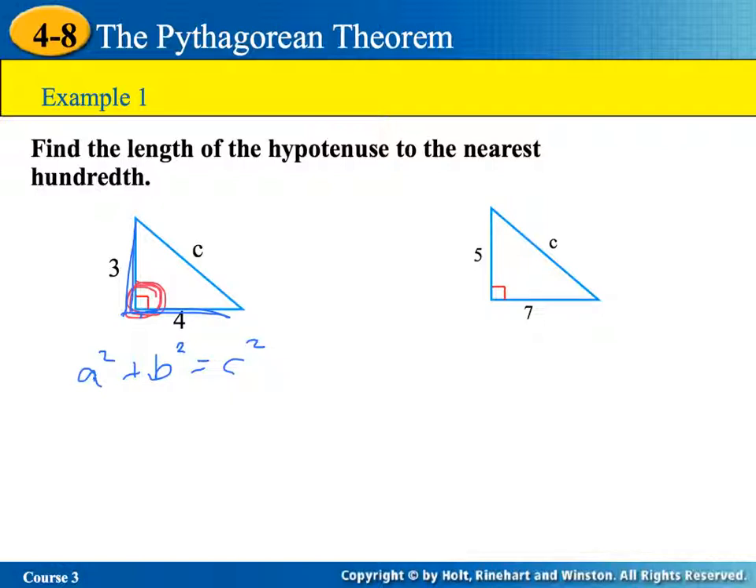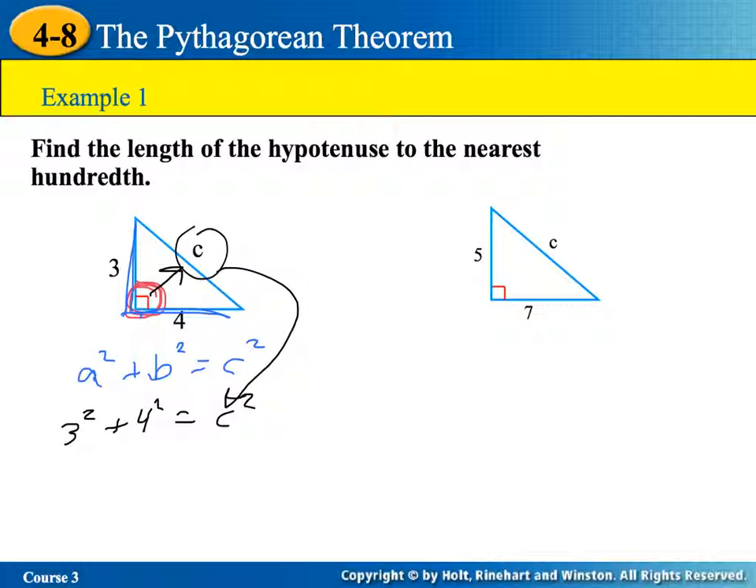3 and 4 are our legs, and our hypotenuse, our C, is the side opposite our right angle. Okay, so if I plug these in, and again, it does not matter if 3 is my A or if 3 is my B, as long as you understand that those are my legs and that I plug them in. Okay, so I get 3 squared plus 4 squared equals C squared. And I plugged in C here because that's where it went.